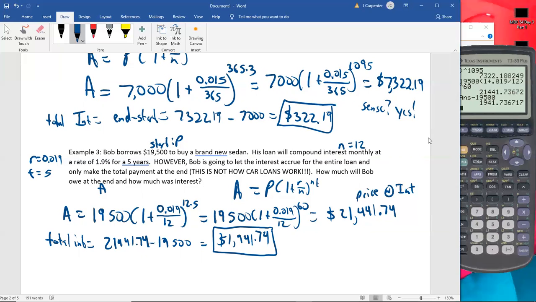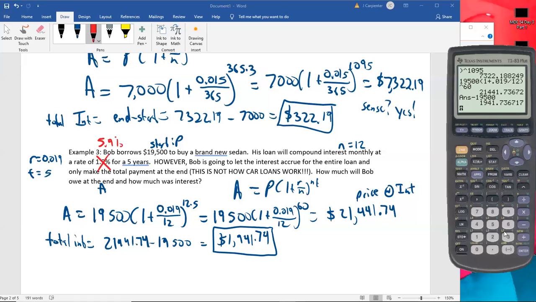If you make this instead of a 1.9% loan, let's change this to a, I'm not going to show every single layer of detail. I'm just going to say, what if this had been a 5.9% loan? So I can go back to this previous problem. I can just hit second enter twice to call back that formula, and I'm just going to change the 0.019 to a 0.059. So this is a significantly higher loan. Maybe Bob's credit with his friend sucks, so now he's got to pay a higher interest rate.